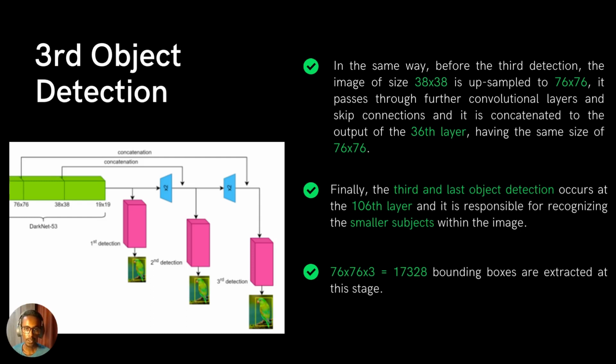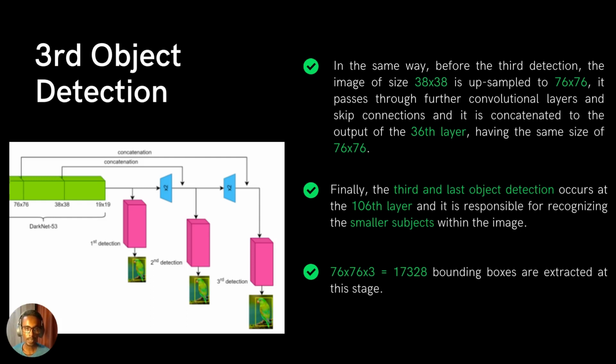And it passes through further convolutional layers, which are shown by the box in pink color. And it is concatenated with the 36th layer, having the same spatial dimension. So the reason that we are performing the upsampling is because we want the spatial dimension to be the same so that we can concatenate them together. And the reason that we're performing a bunch of convolutions is to enhance and reduce some of the feature maps.